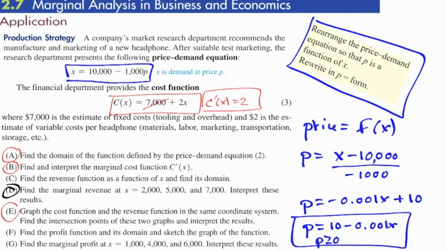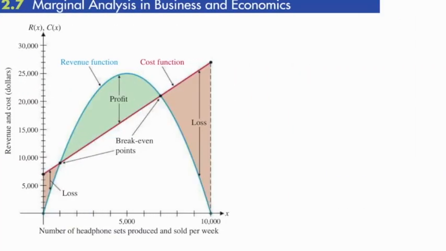Part E says to graph the cost function and the revenue function in the same coordinate plane. Find the intersection of these points on the graphs and interpret what it means. So here we see is the revenue function, and here is our cost function. And we talked about this earlier in the year that when cost equals revenue, that is known as break-even analysis. That means no money is made, no money is lost.